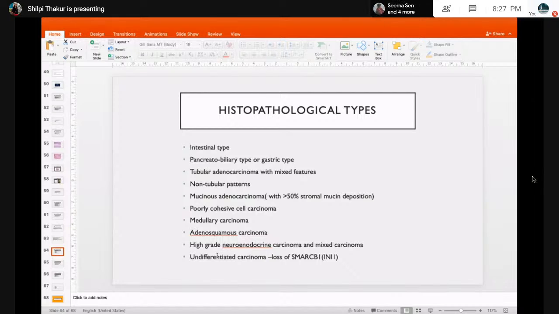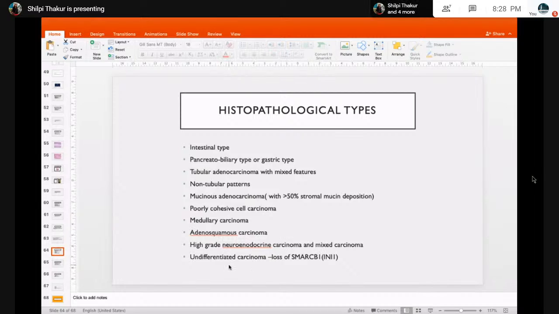So what are the histopathological types? Intestinal type, most common that we see, the pancreatobiliary type or the gastric type. Also the tubular adenocarcinoma with mixed features, non-tubular patterns, mucinous adenocarcinoma where more than 50% of the stromal mucin deposition should be there, poorly cohesive cell carcinoma, medullary carcinoma, the same as we see in the colon cancers, adenosquamous carcinoma, high-grade neuroendocrine carcinoma, and mixed carcinomas.